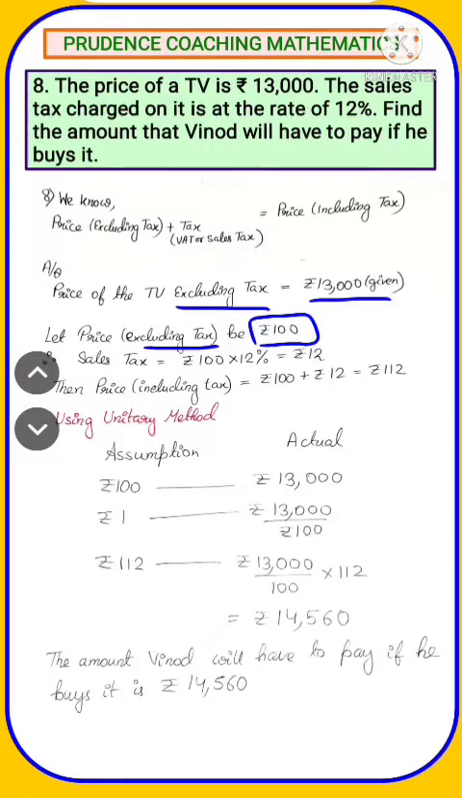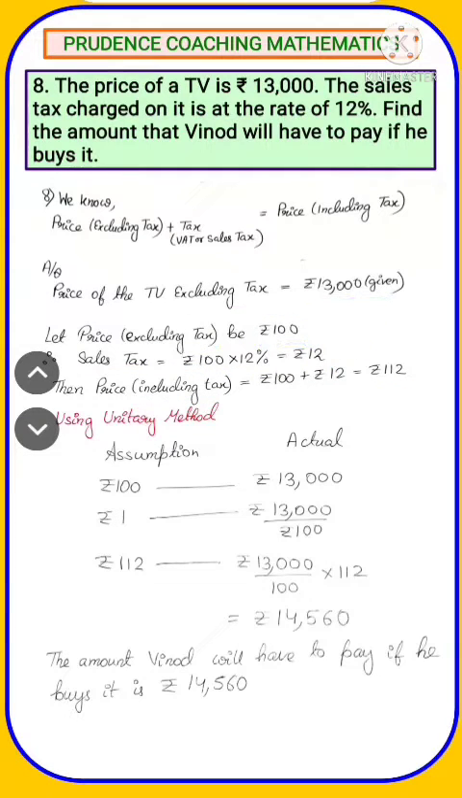As here sales tax is at the rate of 12%, the amount of sales tax according to our assumption will be rupees 100 into 12%. That is rupees 100 into 12 by 100, you will get rupees 12. So this is the price excluding tax and rupees 12 is the tax amount. So the price including tax will be rupees 100 plus rupees 12. So you will get 112 rupees according to our assumption.